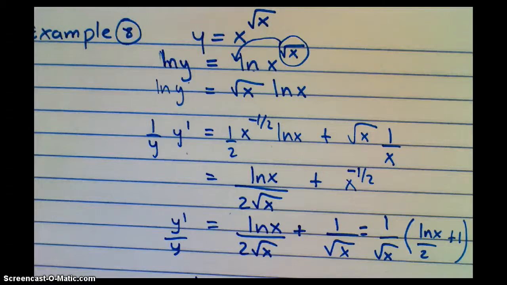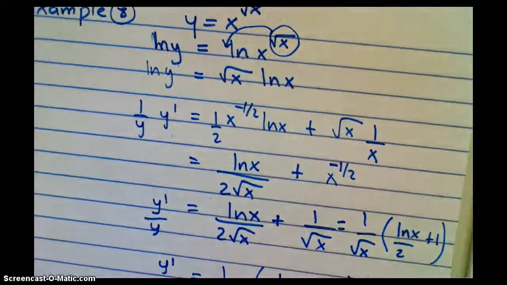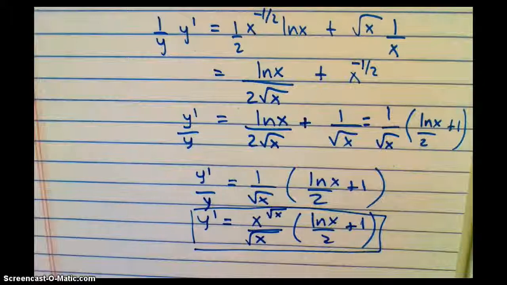It differs a little bit from the book, but it's because if you write 1 as 2 over 2, then you can have the numerator as 2 plus natural log of x.